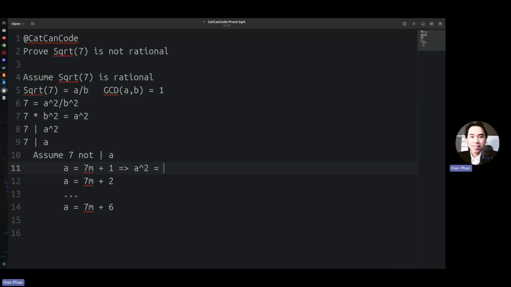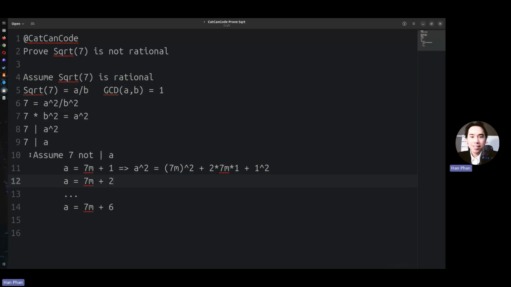So for a square, you just square both sides, and it will end up with 7m square plus 2 times 7m times 1 plus 1 square. So now you will end up with the value of a square that cannot be divided by 7. But you know that 7 divides a squared. Therefore, it is a contradiction. And similarly, you can prove the contradiction for all of the other cases.